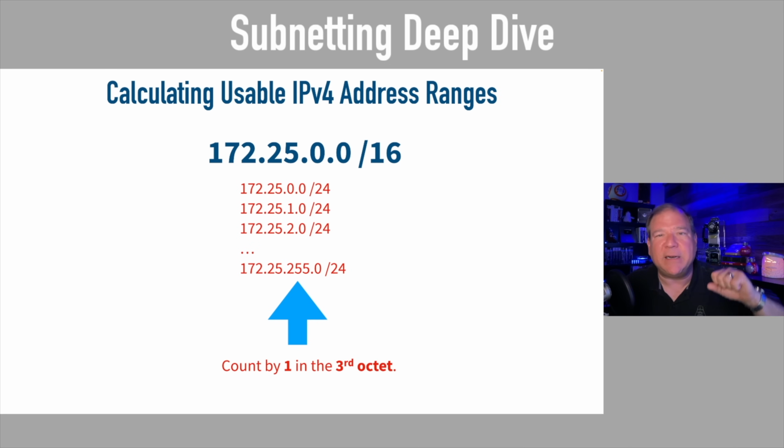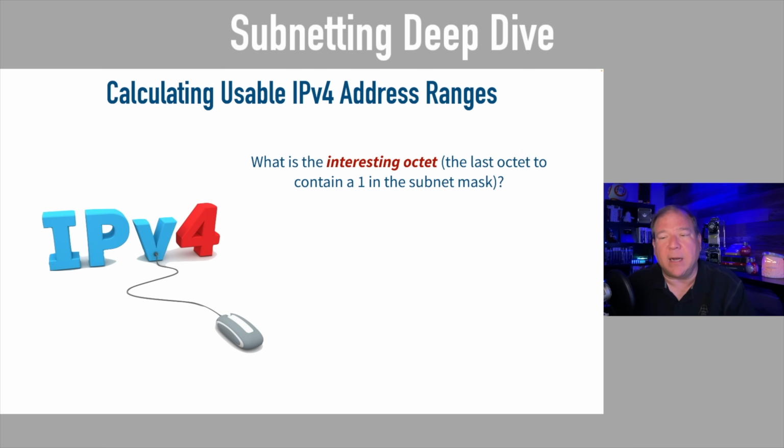But for your notes, please write this down. I want you to identify 2 different values. I want you to know these 2 different terms. The first term is the interesting octet. The second term is the block size. Once you know that, it's going to be super simple to do your subnetting. So, what is the interesting octet? When you're looking at the subnet mask, it is going to be the last octet to contain a 1. Remember, a subnet mask was a bunch of 1s followed by a bunch of 0s.